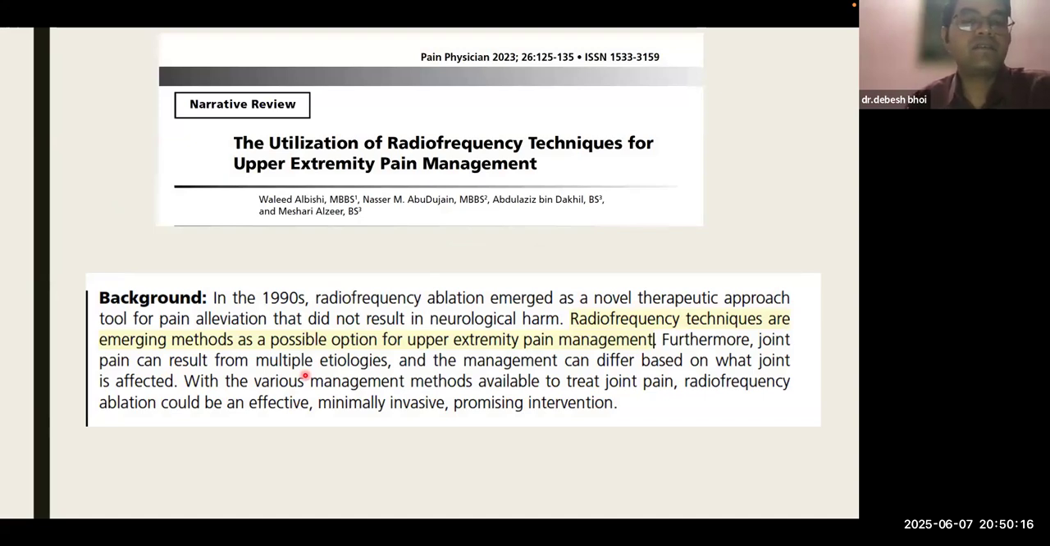They looked at the utilization of radiofrequency treatment: is there any possibility for upper extremity pain management? In the 1990s, radiofrequency ablation emerged as a novel therapeutic approach, and it is most often used in pain practice. If you are able to do a diagnostic block and identify the nerve causing pain, you can do either conventional RFA or, if that is not possible, on mixed nerves, a pulsed radiofrequency ablation. You can do at least PRF so that you can get rid of the pain.